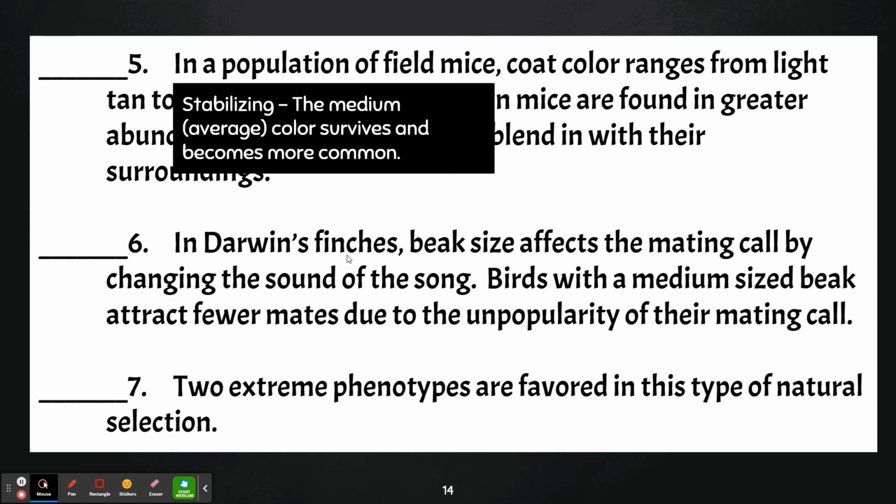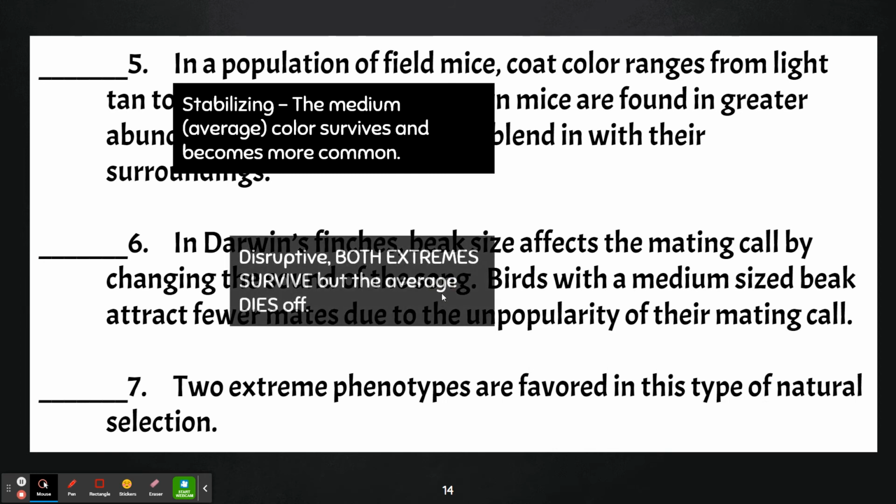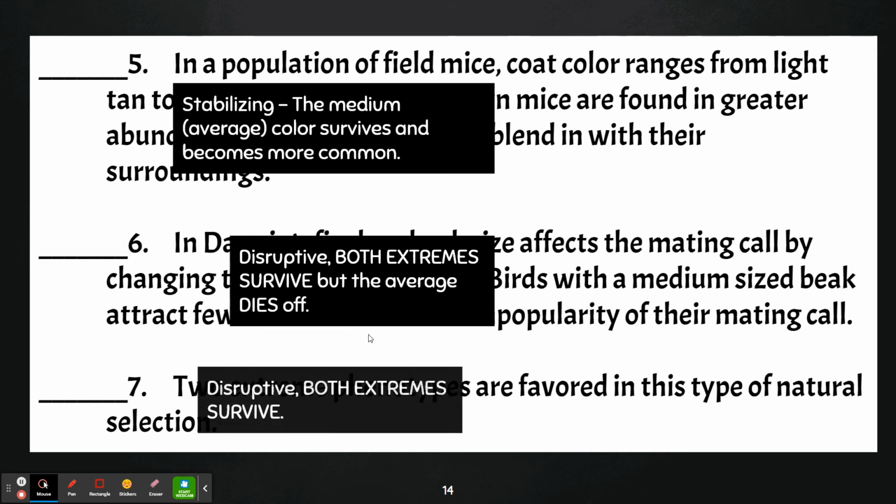Number 6, for Darwin's finches, the birds with a medium-sized beak, in this case, attract fewer mates. So instead of the average being good, the average is bad. And that means both the large and the small are good. And so when the extremes are good, that is disruptive. Both extremes survive, but the average dies off. And for number 7, when the two extremes are favored, that is, again, an example of disruptive.